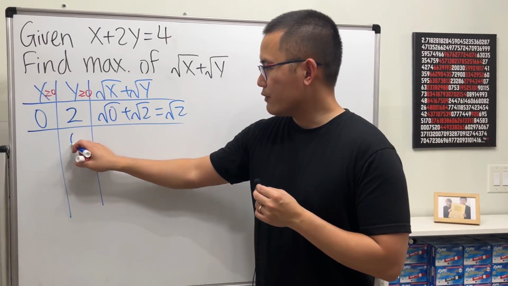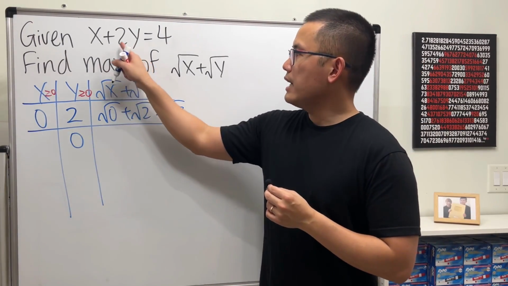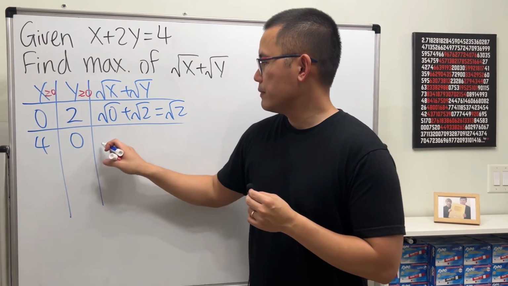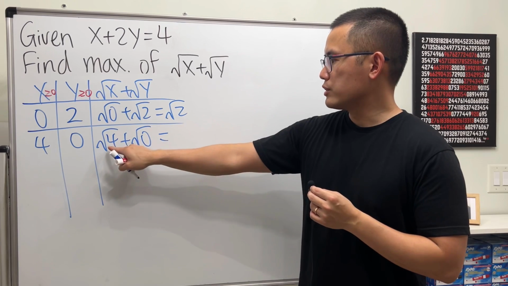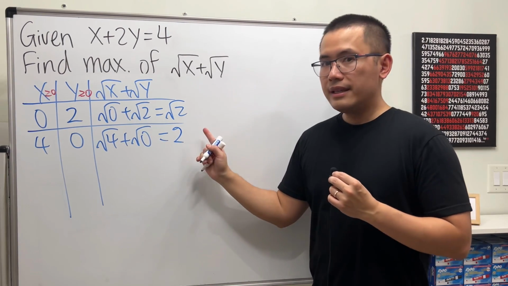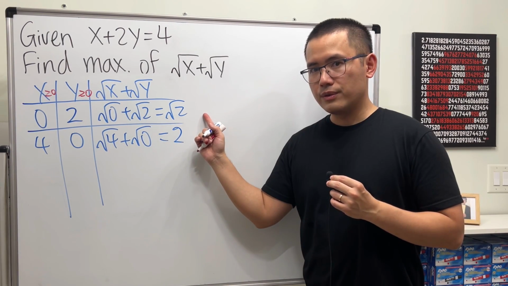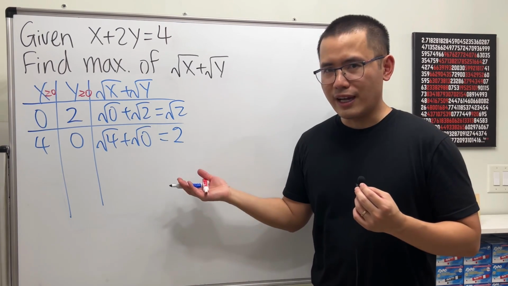And we can also have y equals 0. In that case, x has to be 4. And we get square root of 4 plus square root of 0. And that's just going to be a regular 2. And this 2 is bigger than square root of 2. So does that mean we are done?